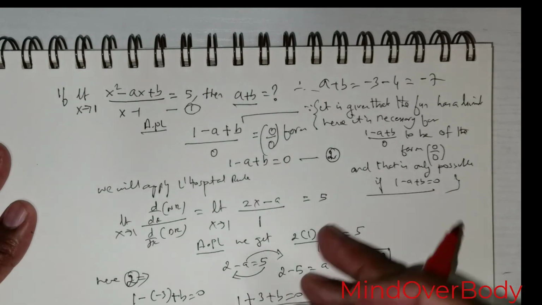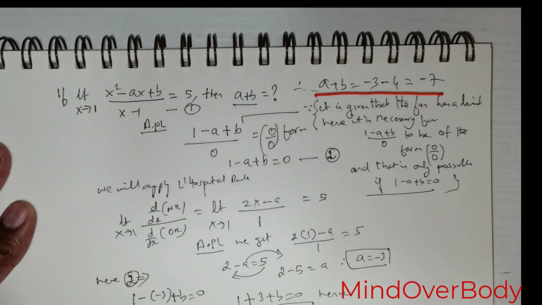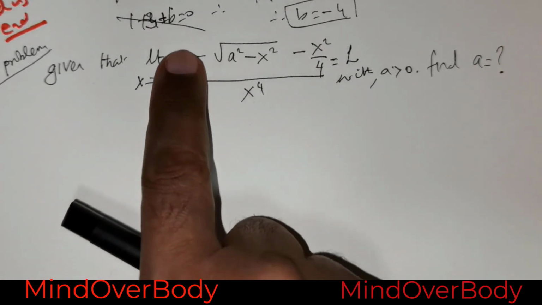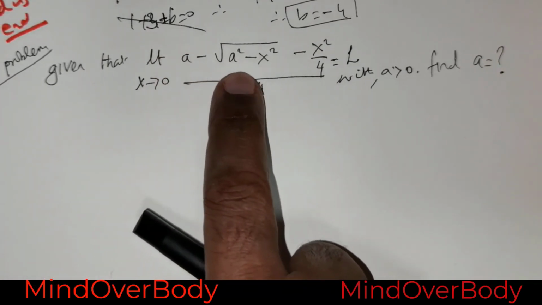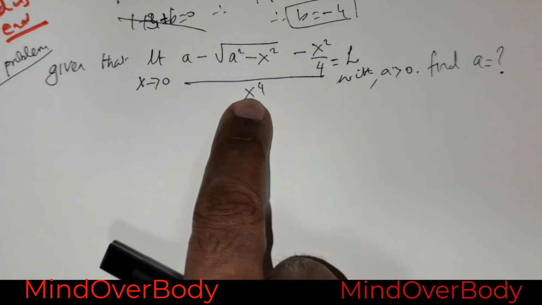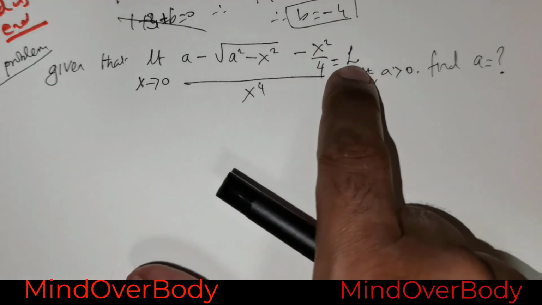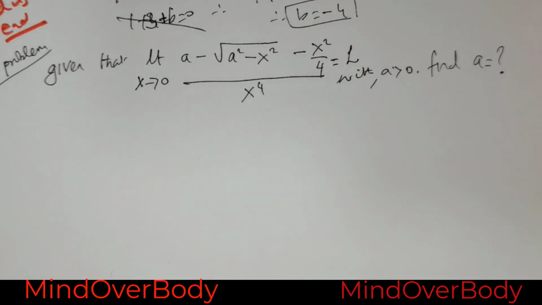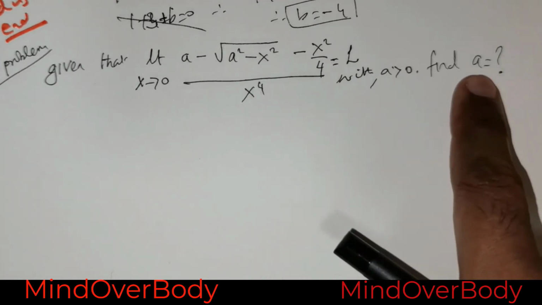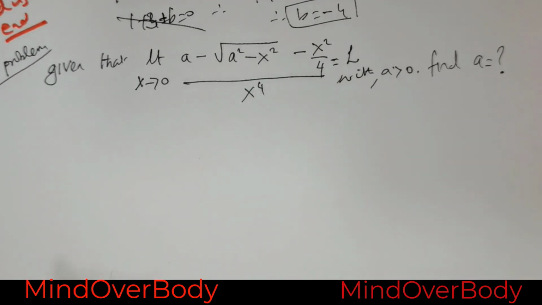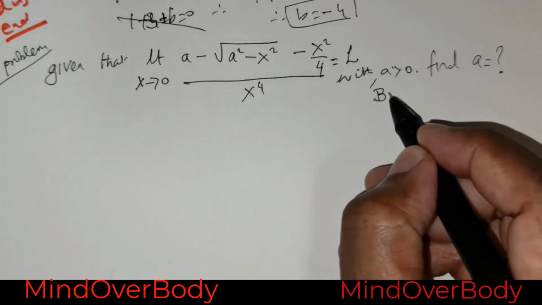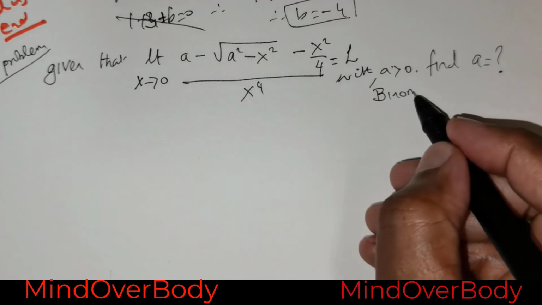So this is a good place to draw the red line. Since we are given this question, limit x tending to 0 of a minus square root of a squared minus x squared divided by 4, the entire thing divided by x to the power of 4, is given to have a limit. And it also states that a is greater than 0. And we are expected to find the value of a. Now to handle this question, we would be requiring binomial expansion.